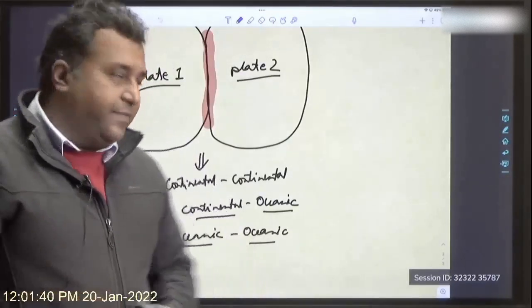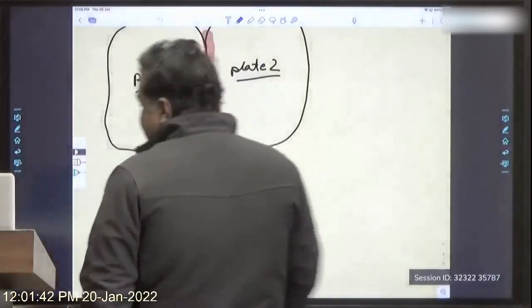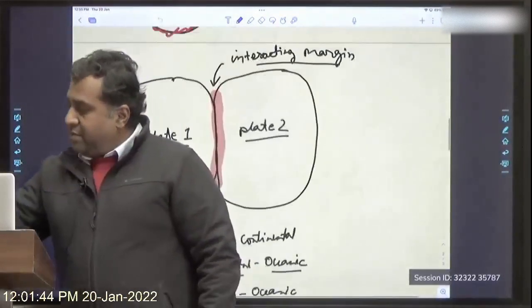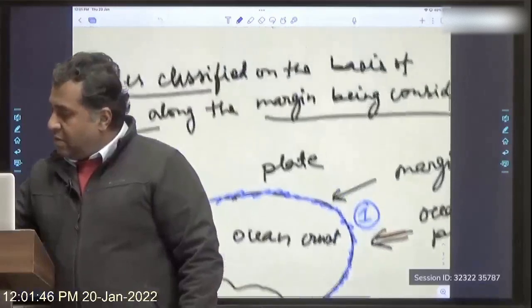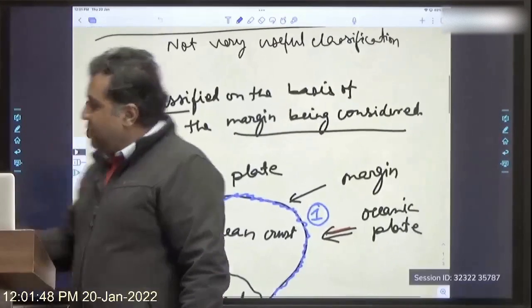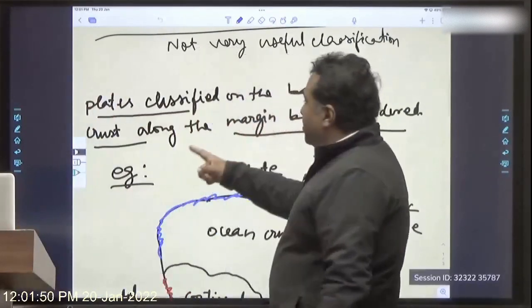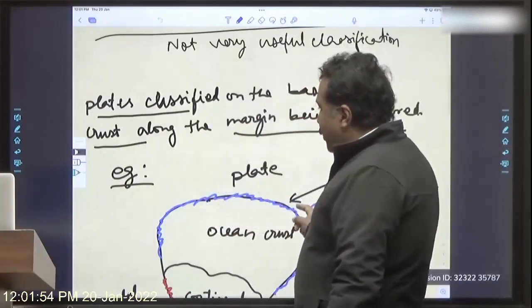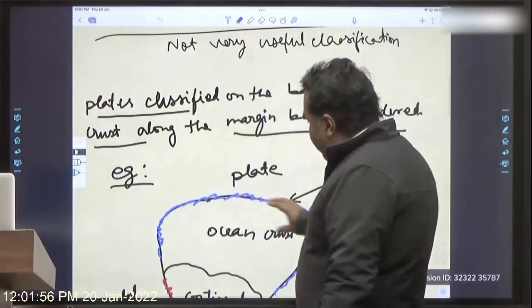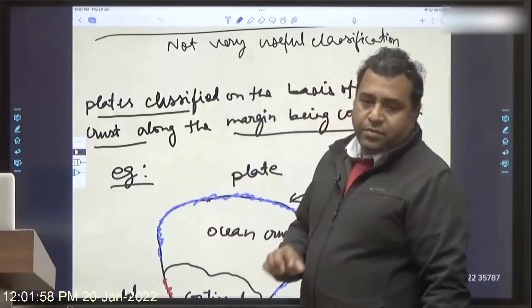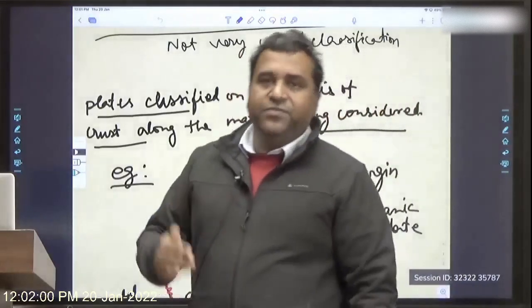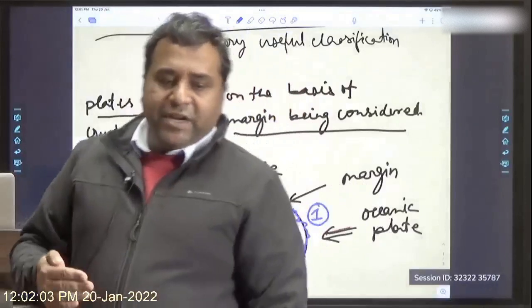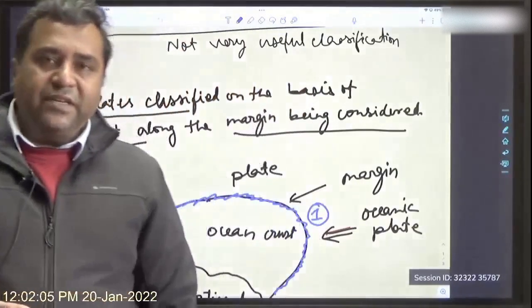I have said, while I have written this, that plate is classified on the basis of crust along the margin being considered. Whichever margin you are considering, what type of crust along that margin on the plate you have. So on this basis, now you have to see this video once again. The ones who did not get it, please watch this part of the video once again and try to understand.